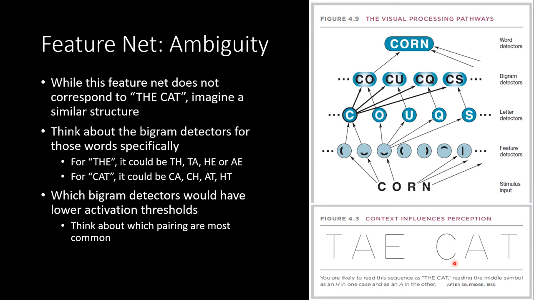So this is a good estimate: having numbers of words that start with a certain type of letter gives us some clues as to which bigram detector is likely to be the one that wins out. And in this case, the CA bigram detector, being more commonly activated and thus having a lower threshold overall, will tend to pass its activation onwards. And it is in this way that these feature detectors or feature networks are able to resolve ambiguity. And this is thought to be the mechanism by which you can look at this stimulus and, without any trouble at all, read the cat.